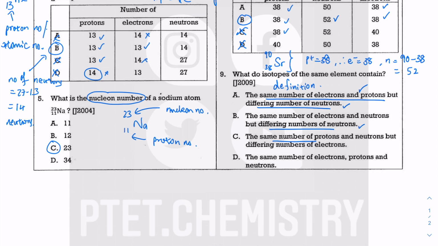This one says same number of neutrons, which is incorrect. Why is C incorrect? Because it says same number of neutrons, again incorrect. It says same number of proton, electron, and neutron, which is incorrect. A is the best definition there.